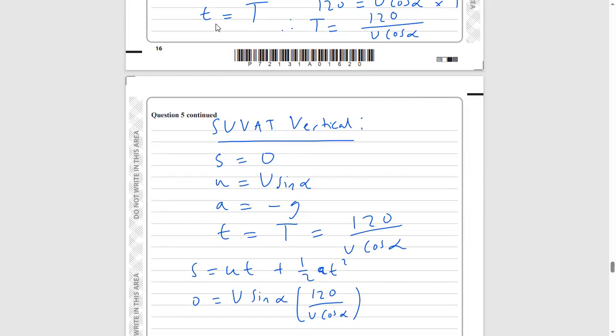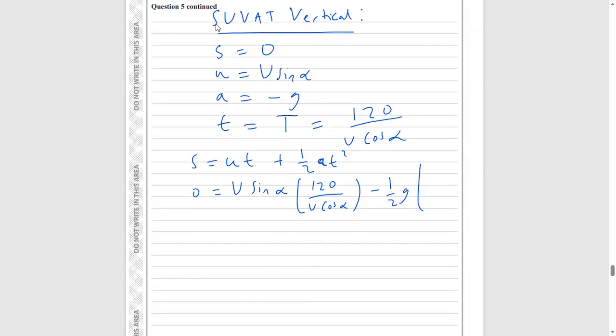Now A is negative, it's negative g, so I'm actually going to write it like this: negative a half g, and then times the t squared, so this fraction here, this 120 over u cos alpha all squared. Okay, so that's going to be our equation. In fact, first and foremost, I'm just going to divide, because we've got a u there divided by u here. So u over u just cancels out. I'm just going to write it like that instead.